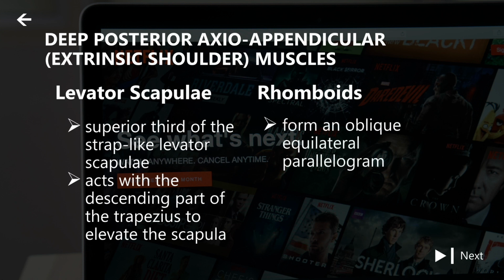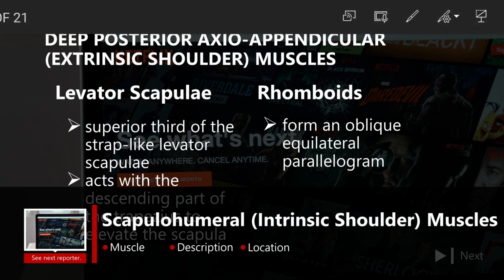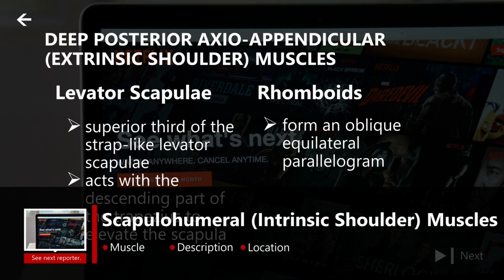The rhomboids, major and minor, which are not always clearly separated from each other, have a rhomboid appearance. That is, they form an oblique equilateral parallelogram.